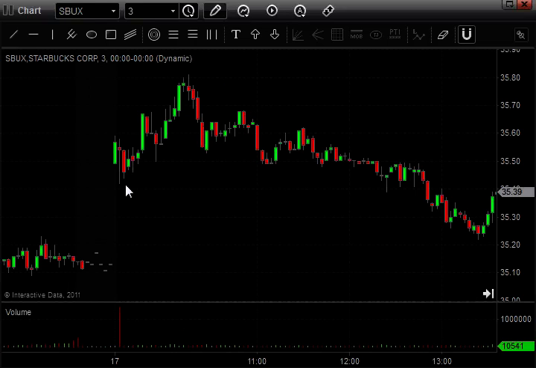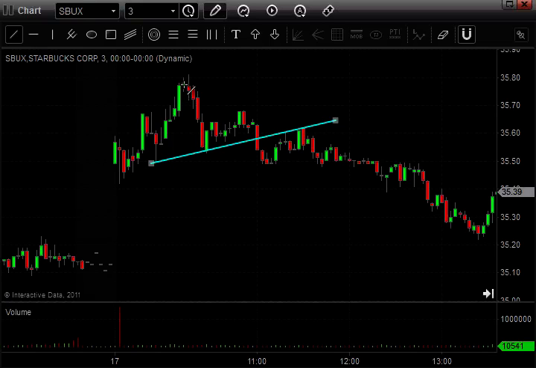Okay, we're looking at a 3-minute chart on Starbucks, symbol SBUX. We have an uptrend here, formed a left shoulder here. Let's draw a line across this neckline here. So we have the left shoulder here, the head here, and the right shoulder here. And here's your trigger point, the break of the neckline. Look, it came back to test that neckline and then continued down.